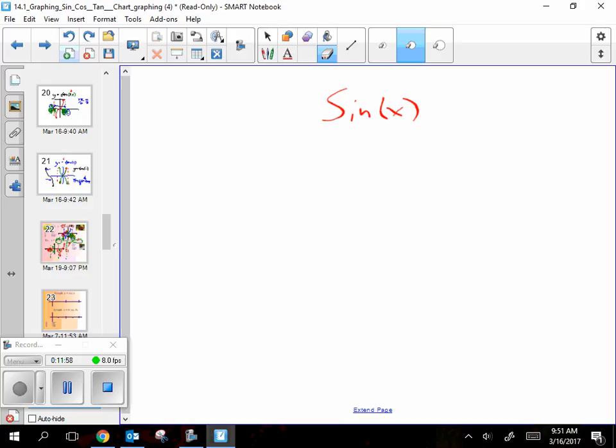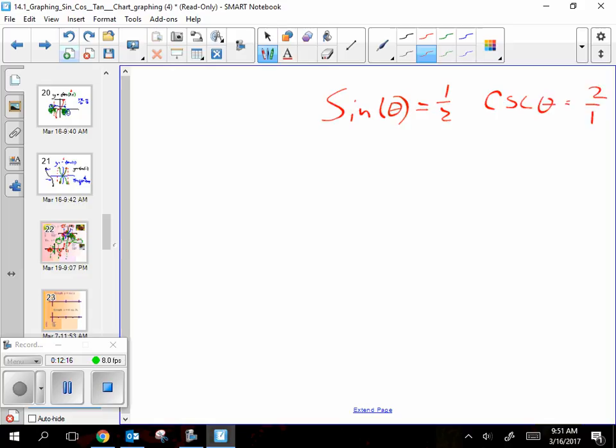The flipping sister for that was cosecant. Now, that also helps in, let's say this is sine of theta is equal to 1/2. Then the cosecant of it would be flipping sister, 2 over 1. Then that means their graphs are reciprocals of each other. Okay, so sine and cosecant are flipping sisters of each other.